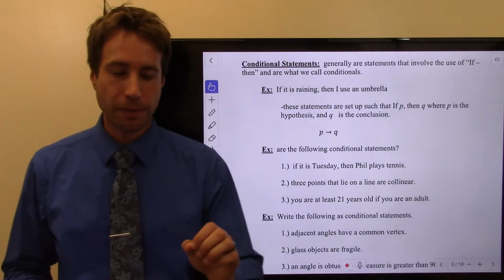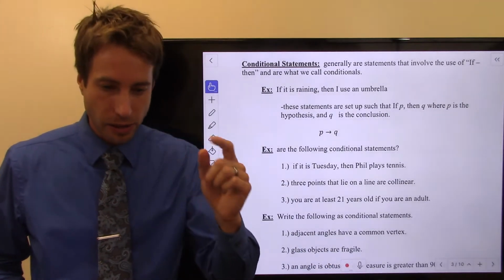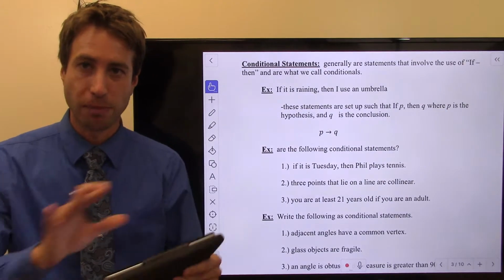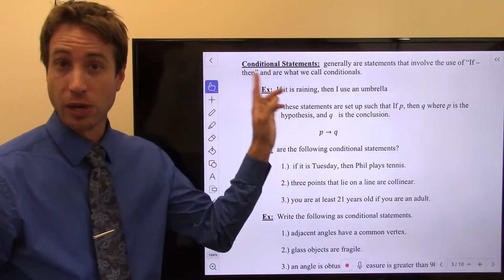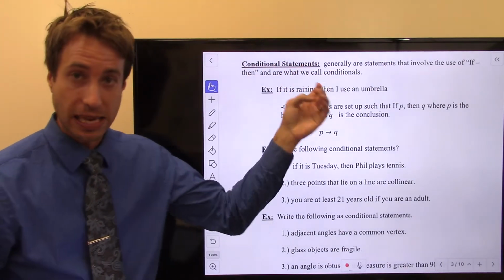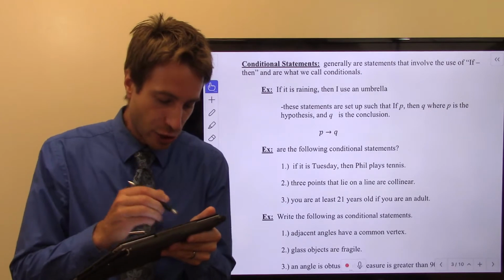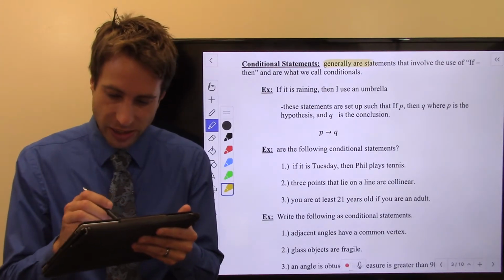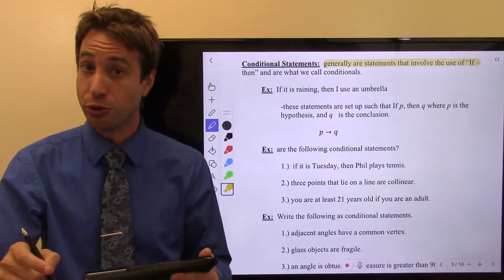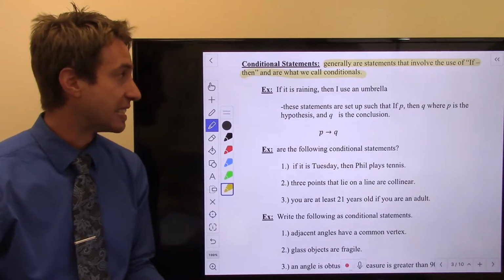Before I go back to the previous page where we talk about the Law of Detachment and the Law of Syllogism, I would be remiss if we didn't talk about conditional statements first. So let's talk about a conditional statement, and then I'll go back to that previous page. Conditional statements are generally statements that involve the use of if and then.